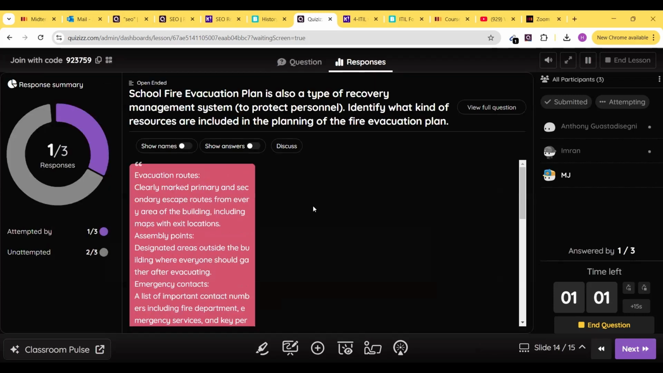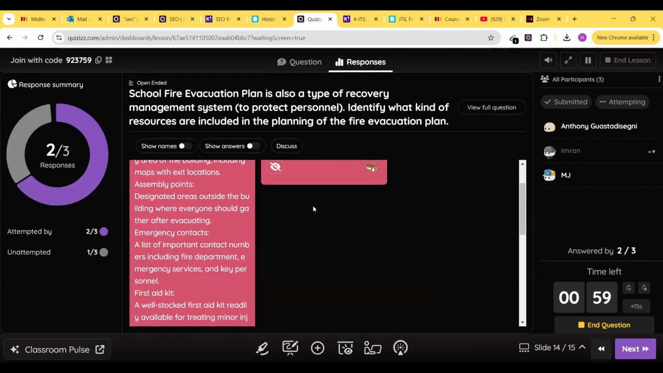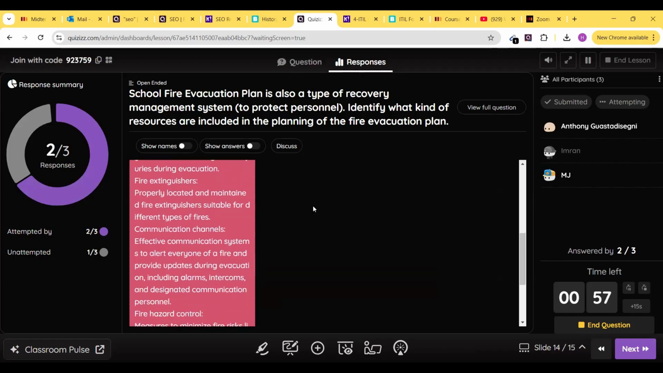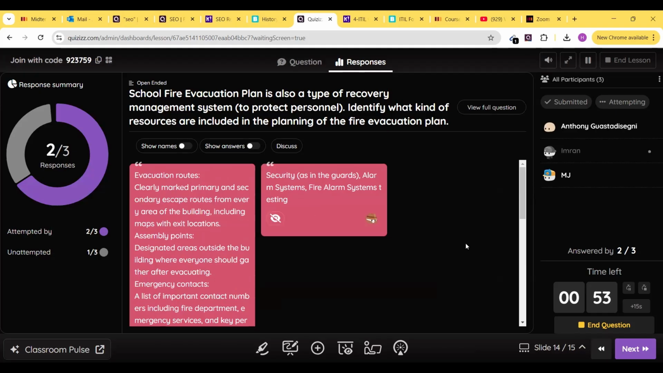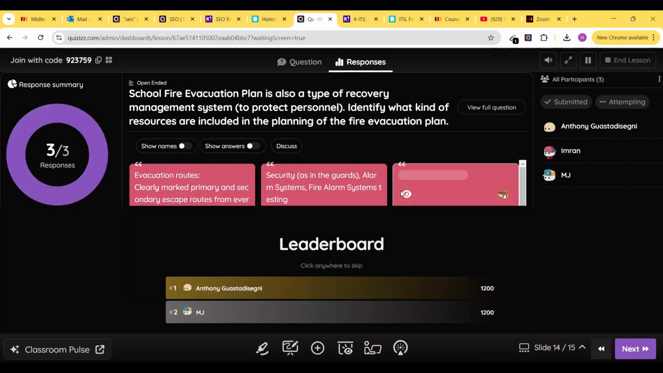So we got evacuation routes, assembly points, emergency contacts, first aid kit, fire extinguishers, communications channels, fire hazard control, smoke alarms. And then we got security, as in the guards, alarm systems, fire alarm system testing. Excellent. You could do a school fire evacuation plan if you want for your project. It's up to you. You could do any sort of plan, but this is an example of what you can do.